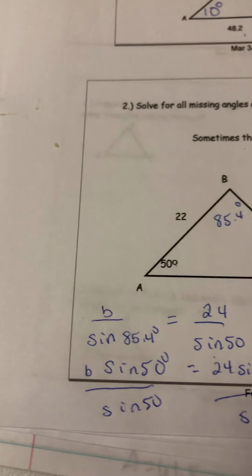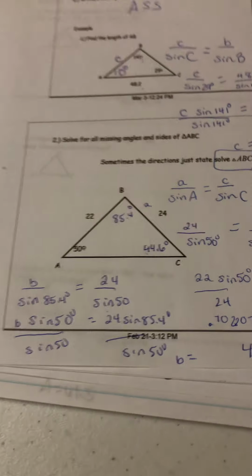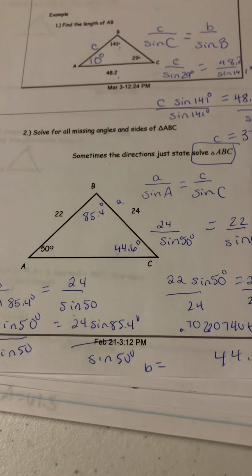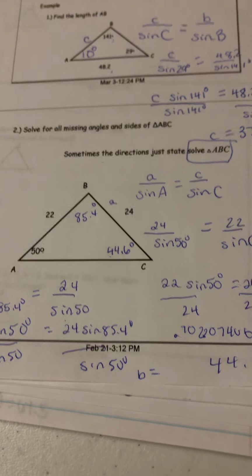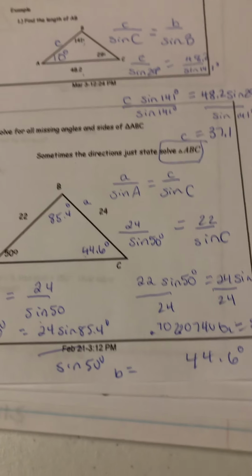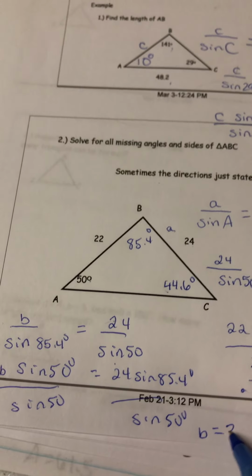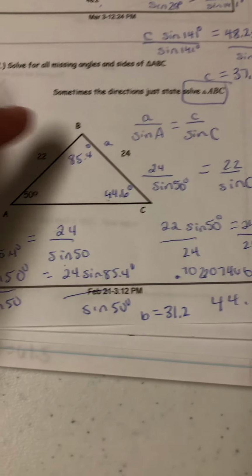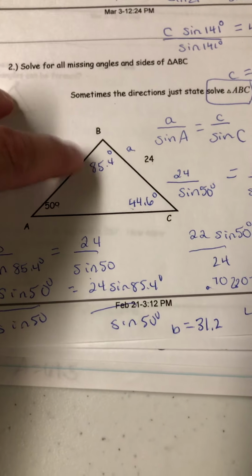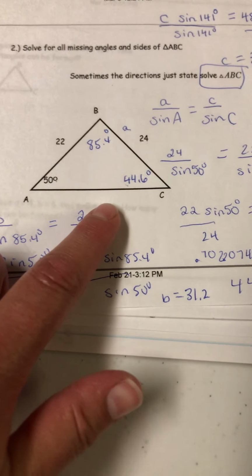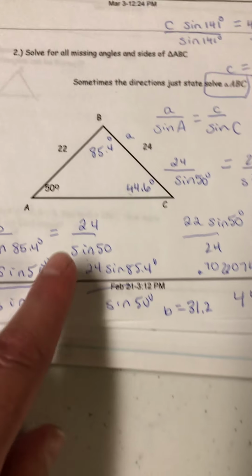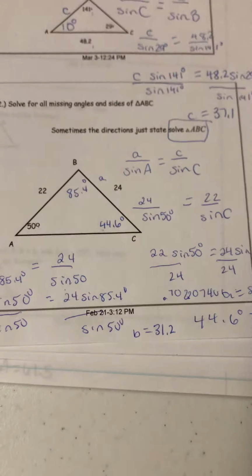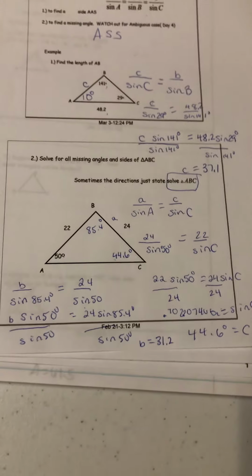And I should be able to get an answer here for B. So 24 times the sine of 85.4. When I divide by the sine of 50 degrees, I get as my missing third side 31.2, which to me makes sense because angle B is the largest angle. So this side here had to be bigger than 24, which it is. Just as, see this 22? 22 is the shortest side. That is the smallest angle. So everything justifies, makes sense there.